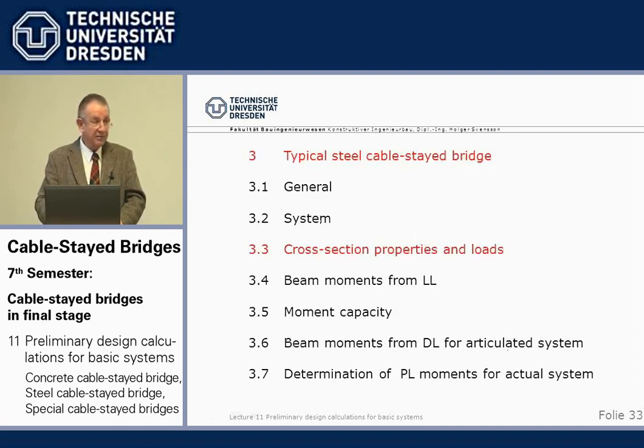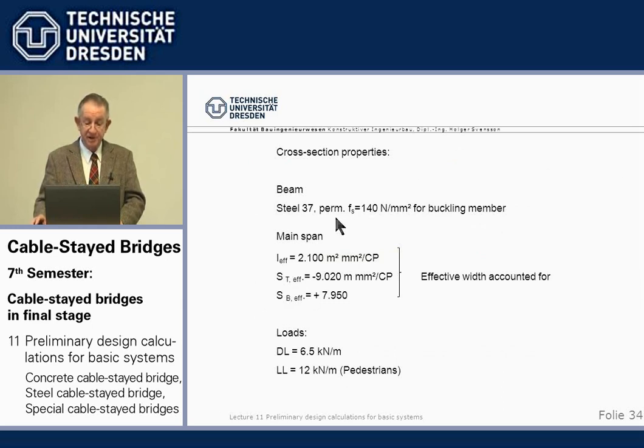Now, again, we need, of course, cross-section properties and loads. We use here some steel 37 with a permissible stress. And we have beam stiffness and section moduli. You remember, section moduli with the effective widths. And we have only live loads. Pedestrian uniformly distributed UDL live load, which makes our life a little easier. That's why I've chosen a pedestrian bridge, no concentrated loads. And of course we have a dead load.